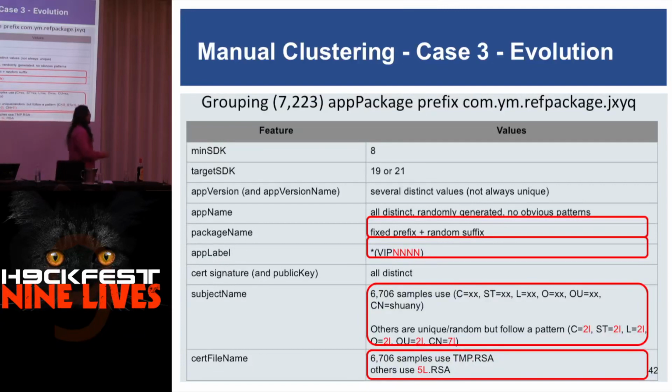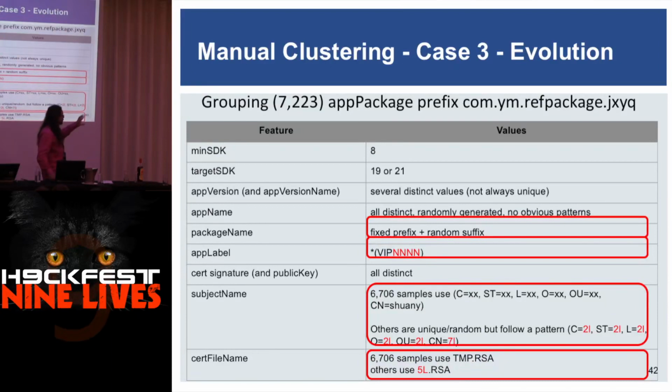So we've got 6,700 samples that use the same subject name. All the others, about 600-ish, use a pattern: they're random and unique, but follow a pattern of 2-letter, 2-letter, 2-letter, 2-letter, 2-letter, 7-letter. Then for the certificate file name, most of them, the exact same number, 6,706, use temp.rsa, and all the others use 5 capital letters .rsa.